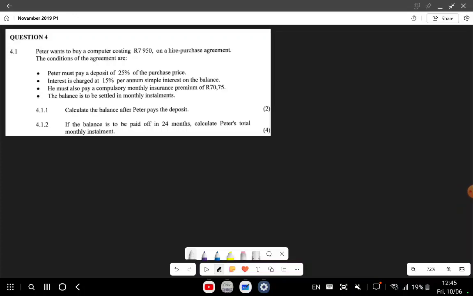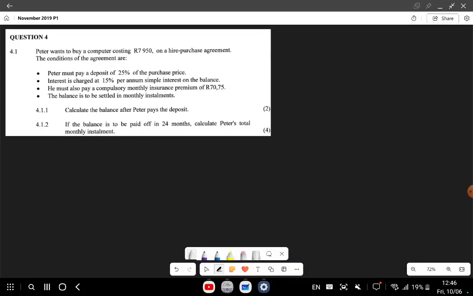He must pay a deposit of 25%. Interest is charged at 15% per annum on simple interest. He must pay compulsory monthly insurance of 70 Rand and 75 cents. The balance must be settled in monthly installments. What is his balance after he pays the deposit?